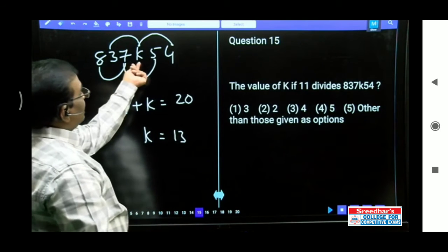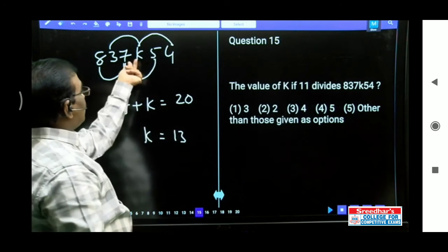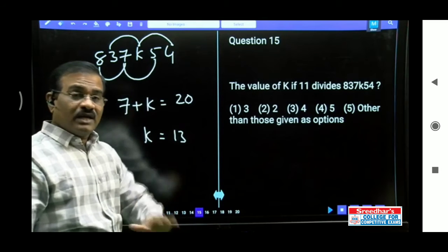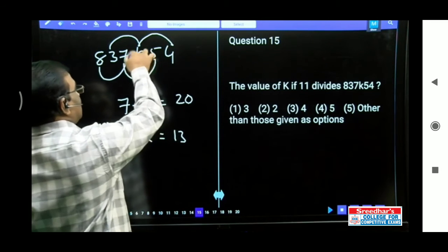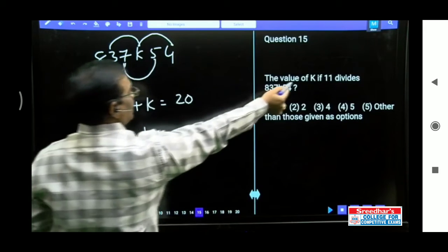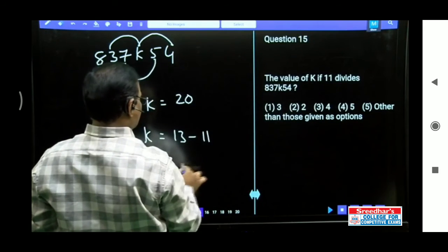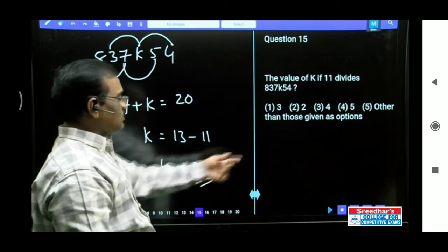But here k is a single digit number. K does not exceed 9. 0 to 9 మధ్యలోనే ఉండాలి వాల్యూ, ఎందుకంటే why? Because k is a single digit number. కానీ k ఎంత వచ్చింది మనకి? 13 వచ్చింది. కానీ divisibility condition దేనికి మనం వెరిఫై చేస్తున్నాం? 11. 11 కాబట్టి 11 subtract చేస్తే, therefore the value of k, 11 subtract చేసేయడమే. Therefore k is equal to 2. The least value of k is 2. Second option is the answer.